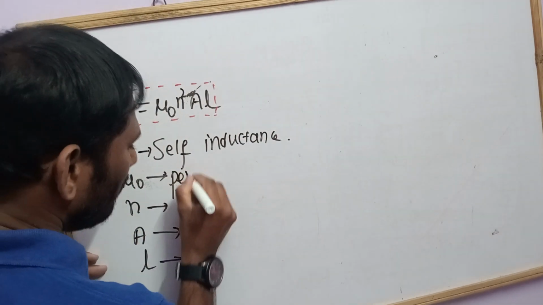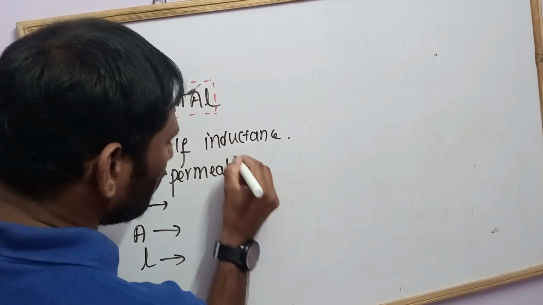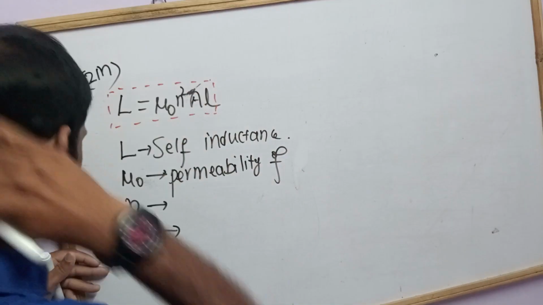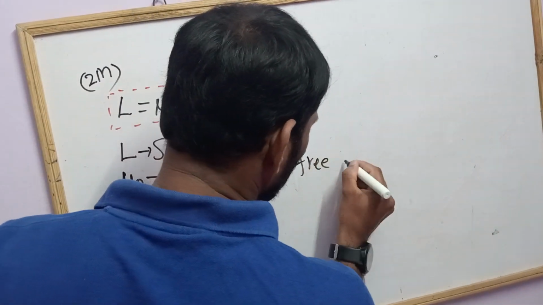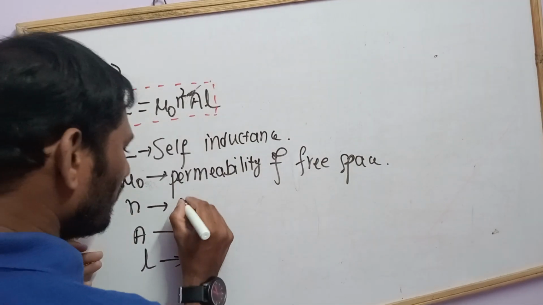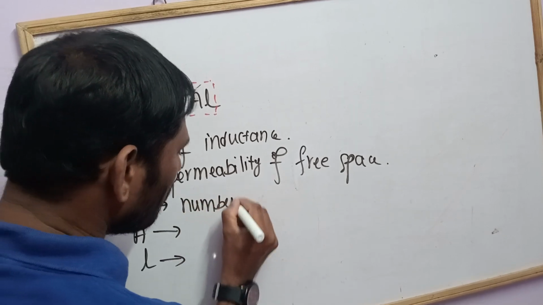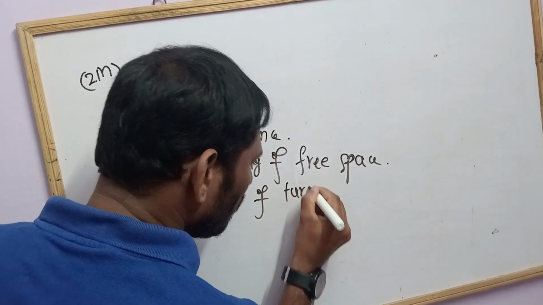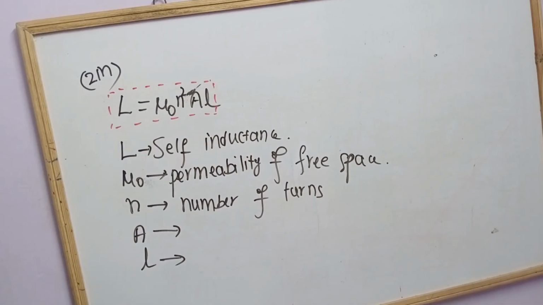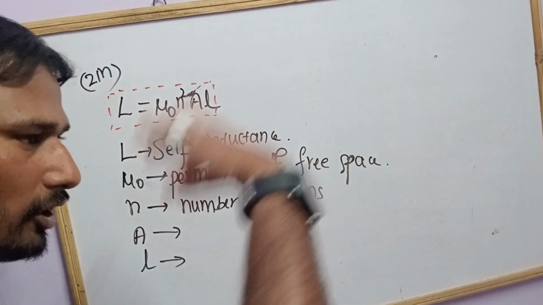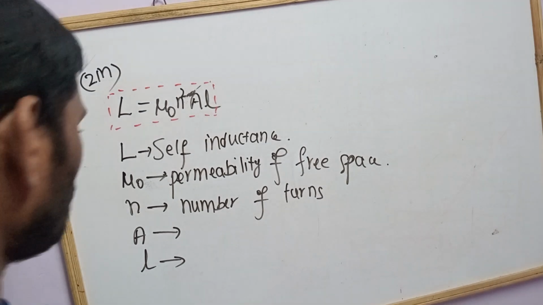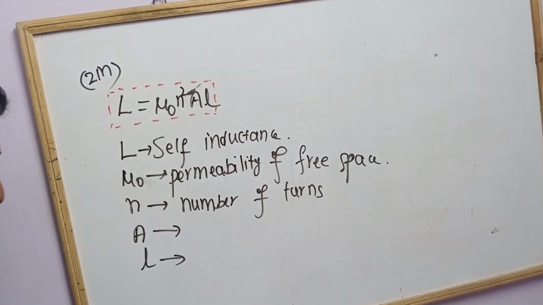Mu naught is permeability. One more will come in the first topic, permittivity. Permeability of free space, where nothing is there, empty, free space. What is this N? N is number of turns. TURNS, don't write it as TRM or terms. Turns means how many times it is wound, rounded. In a coil, a spring, a solenoid, many turns are there.